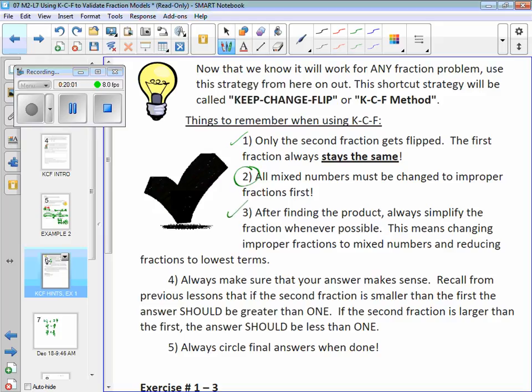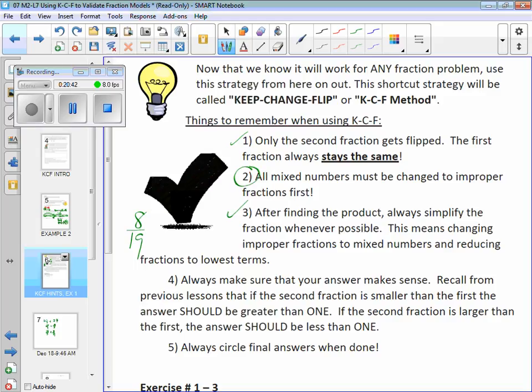Always simplify the answer. Sometimes after you do your keep, change, flip and you multiply through, you could still reduce your fractions. Change all improper fractions back into mixed numbers. An improper fraction by definition means the numerator is bigger than the denominator. If you get a final answer, guys, that is 8/19, is that an improper fraction? No, it's not. The top number has to be larger than the bottom number, and if the top number is smaller, you don't need to change it into a mixed number. You may need to reduce it, but you don't change it into a mixed number.